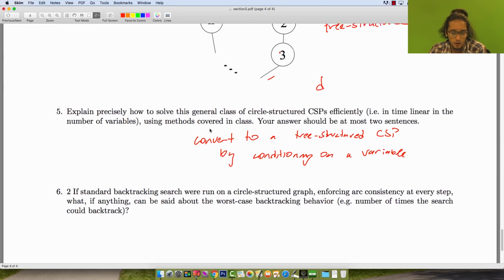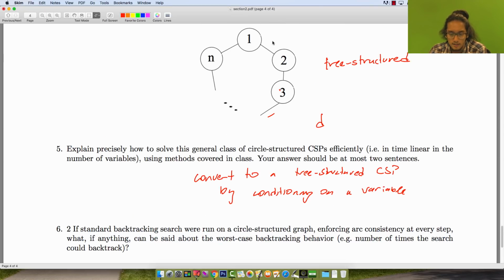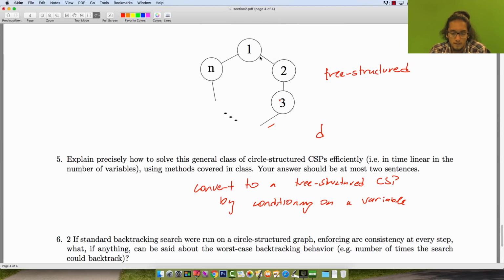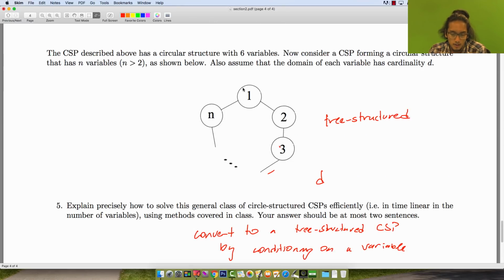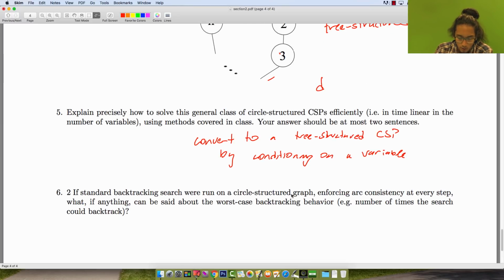So in this thing, you run our consistency at most D times, because each time you're exploring one value for the variable that you condition on. And similarly, backtracking search will backtrack in the worst case D times, because each time it's assigning some value to the first variable that it happened to choose, right? So the worst case backtracking behavior, worst case it backtracks D times. And that's the answer to part 6.